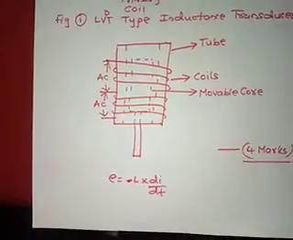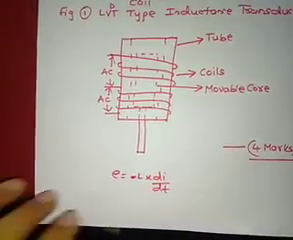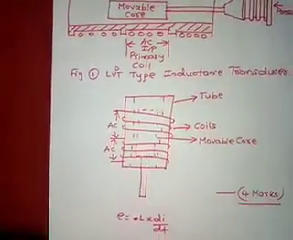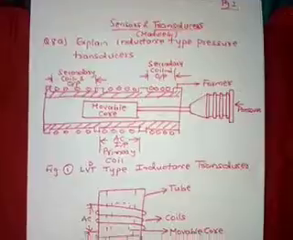So like this, we can use these inductance type transducers to measure the pressure applied. This carries 4 marks, right? 2 marks for the figures and 2 marks for the explanation. Total it is a 4 marks question.